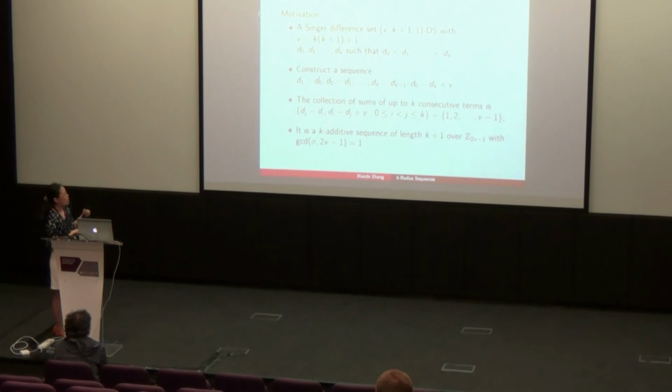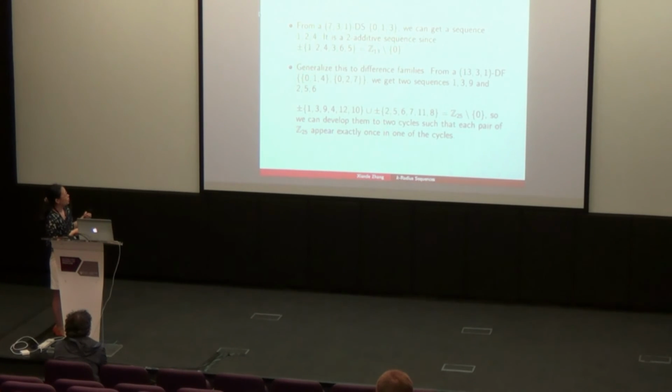Because we don't have many difference sets of index 1, we can turn to the difference family. For example, we have 2 blocks here. Then we can use similar methods. We can form 2 cycles. Then you can join the 2 cycles into a long sequence that is the k-radius sequence. So this is the main idea.